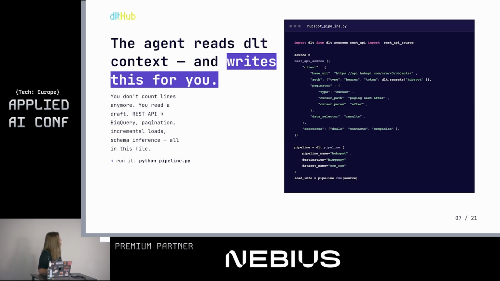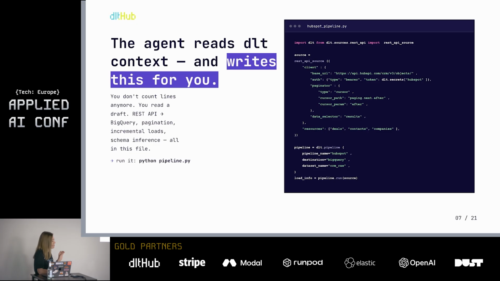So this is how a DLT pipeline usually looks like. A few lines of code, and you load your HubSpot data into BigQuery, for example. Except you don't write this code. And to be honest, I didn't write this code either. My agent did. And we don't care much about the lines of code.